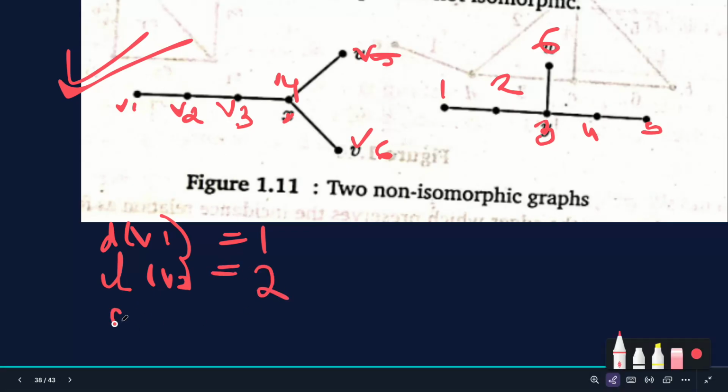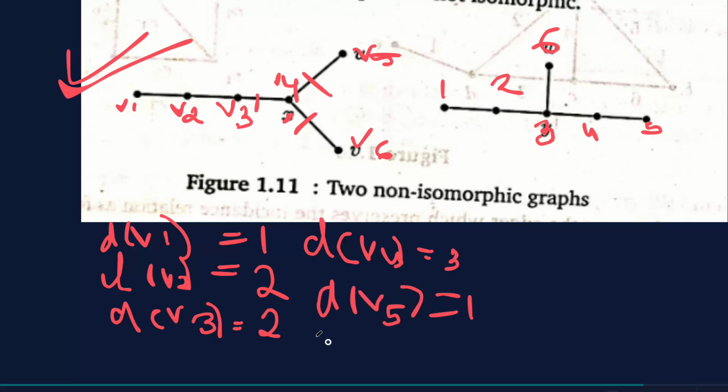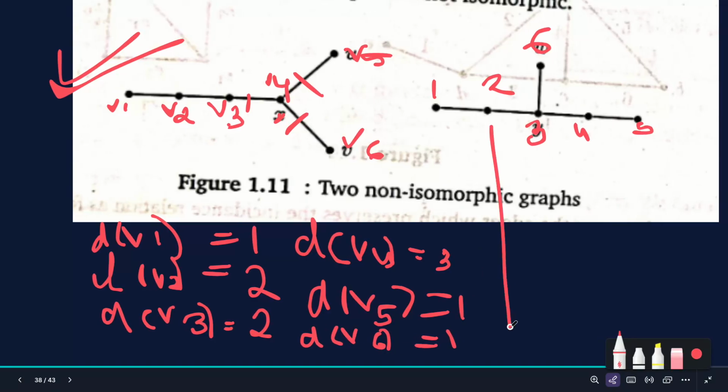But here if you see the degree of each of these, degree of V1 if I am finding it is 1. Degree of V2, V2 is connected to this edge also, this edge also, so that is 2. Degree of V3, I am having V3's degree as 1, 2, so that is 2. Now degree of V4, V4 if you see 1, 2, 3, right, so 3. Degree of V5 is 1, only one edge is there, and degree of V6 is also 1. This is for this graph.